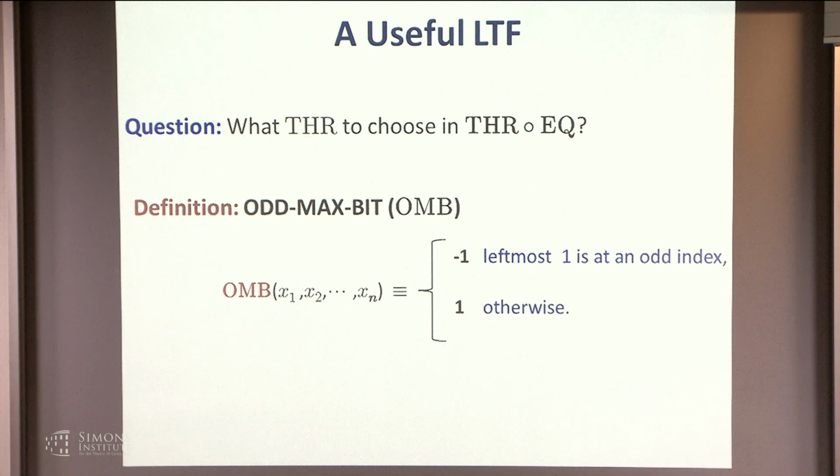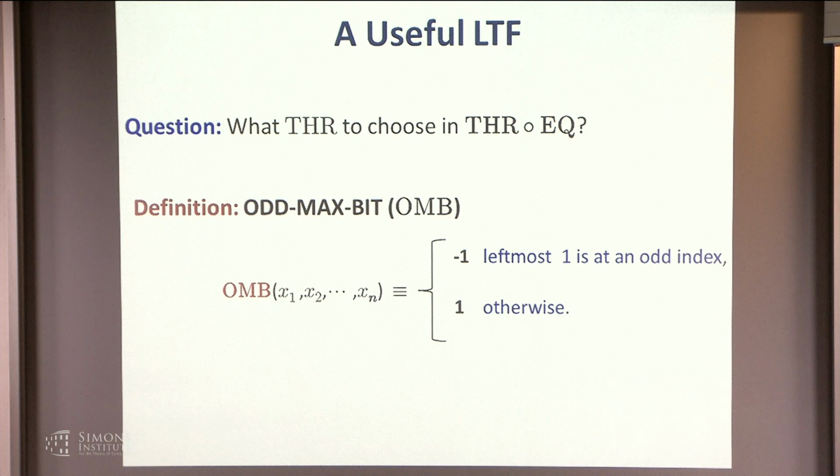So we look at something much more structured, which has been looked at in the 90s, starting from the work of Richard Beigel, a lot of times, especially in the approximation theory literature. This is the nice function called odd max bit, which outputs -1 if the leftmost one is at an odd index. So this you should think of as like a decision list. This can be simulated easily by a decision list.